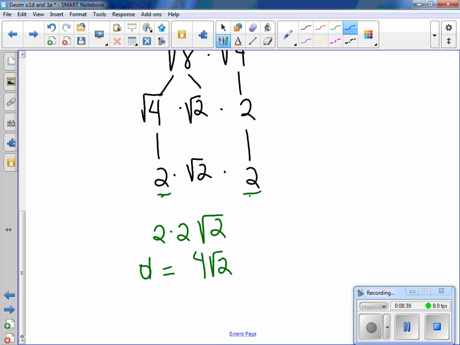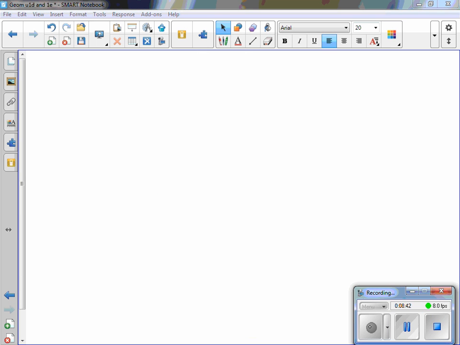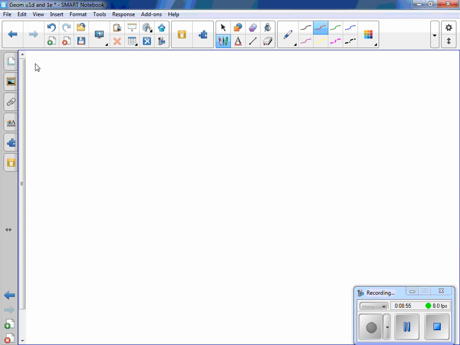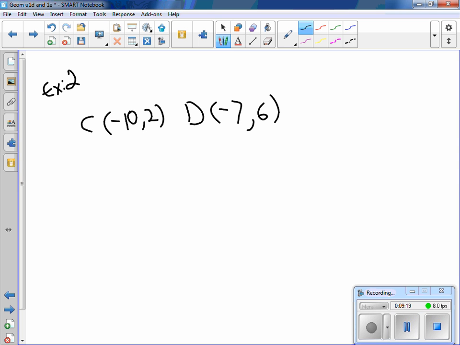Let's do some more examples. So let's look at an example where they don't really give us a graph. Let's look at an example where they actually just give us the coordinates. So let's say they give us a coordinate C with coordinates negative 10 and 2, and B with coordinates negative 7 and 6. So we're going to again apply our distance formula to our x coordinates and our y coordinates and find the distance between these 2 points.